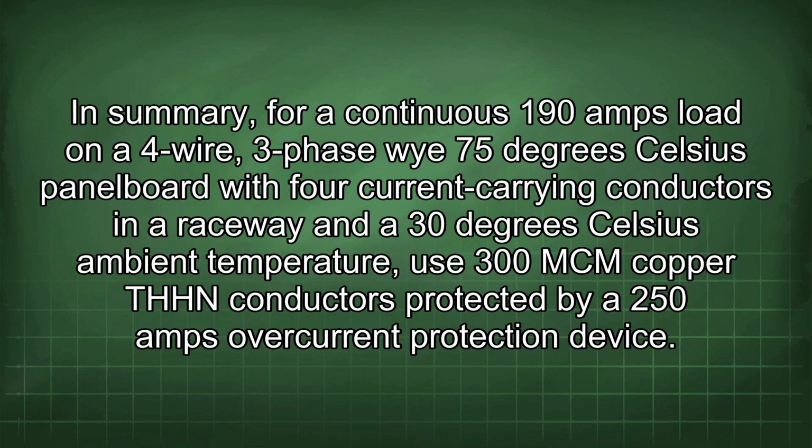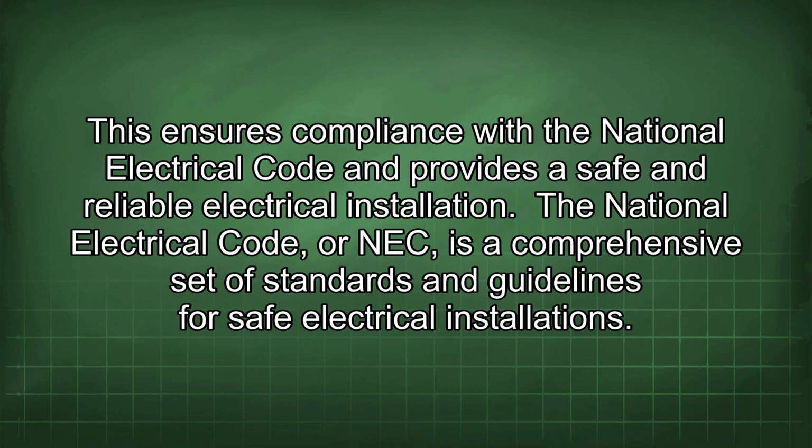In summary, for a continuous 190 amps load on a 4-wire, 3-phase Y 75°C panel board with full current carrying conductors in a raceway in a 30°C ambient temperature, use 300 mcm copper THHN conductors protected by a 250 amps overcurrent protection device. This ensures compliance with the National Electrical Code and provides a safe and reliable electrical installation.